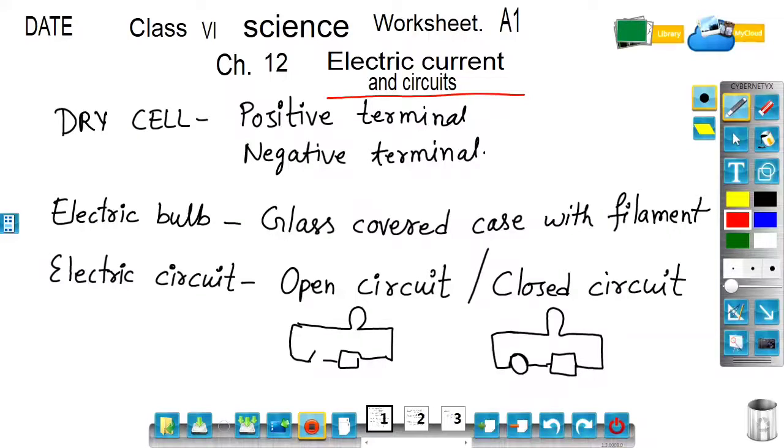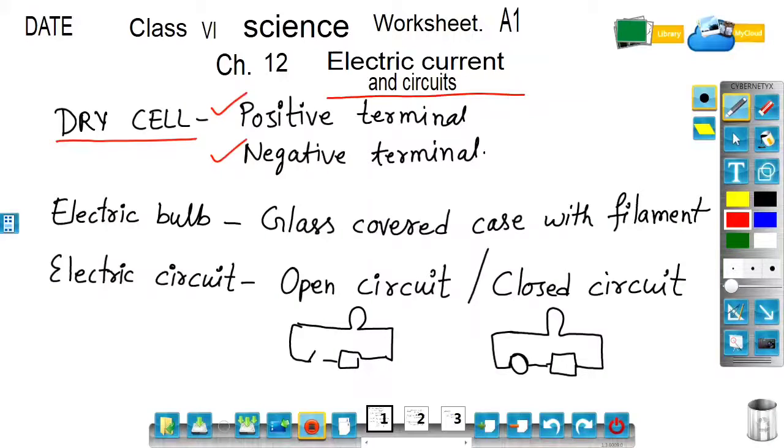In this chapter, first we will discuss the dry cell. All things that run on electricity have electric current passing through them. But a cell is a source of electric current. Have you seen the electric cell in your TV remote or watches? Exactly, the small cell that has a positive and negative terminal.